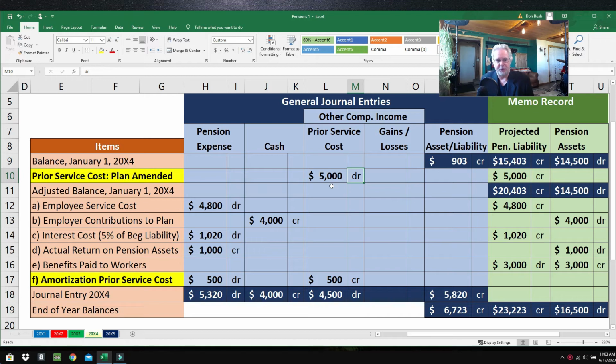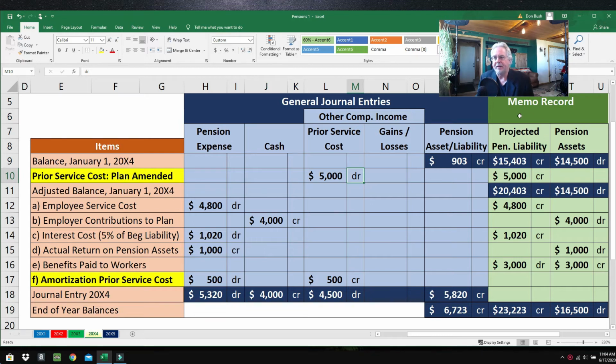So going on, let's see how this works. On the left-hand side, we have items. These are all the things that happened during the year, and I've got a couple of them highlighted in yellow, which are related together and are brand new for this lesson. In the middle, in the blue area, we have numbers that are going to help us formulate the journal entry down here. And of course, we're introducing this other comprehensive income. These are items that skip the income statement.